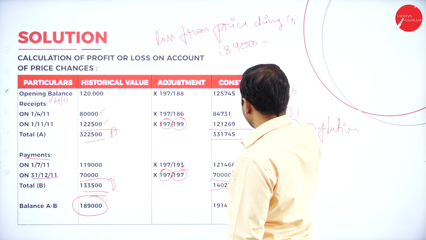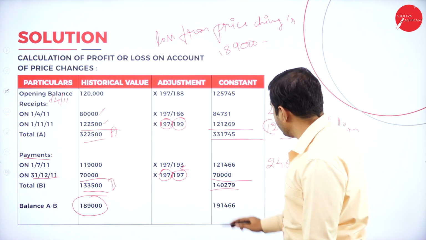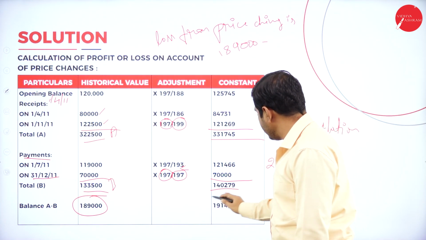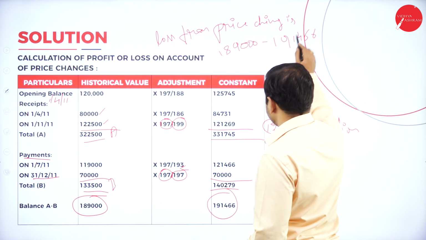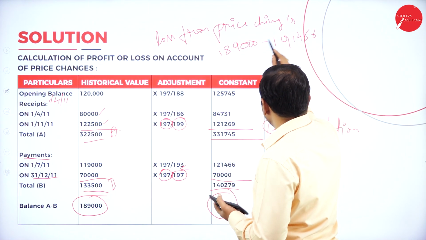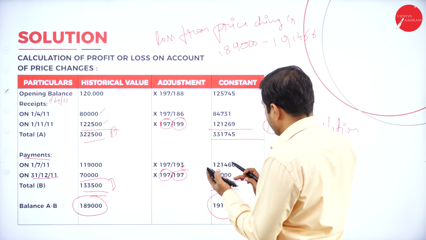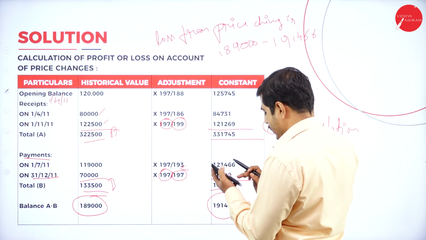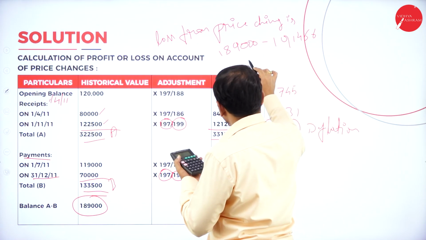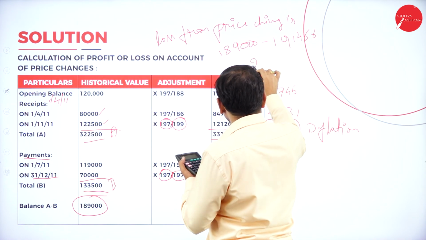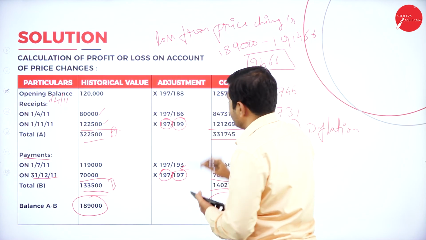1,89,000 minus. So now inflation. What is the inflation adjusted amount? Here adjusted amount is 1,91,466. So this is the historical value. This is the current value. 1,89,000 minus 1,91,466. The loss from price change is 2,466.